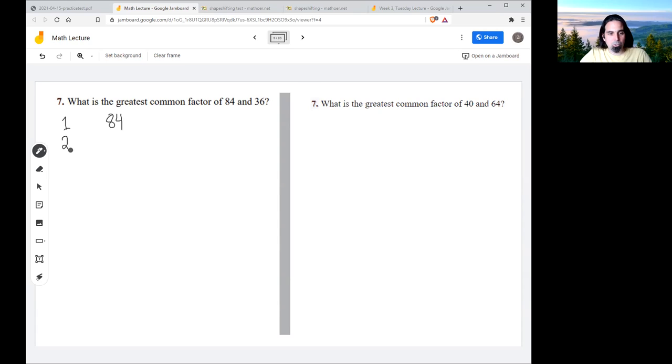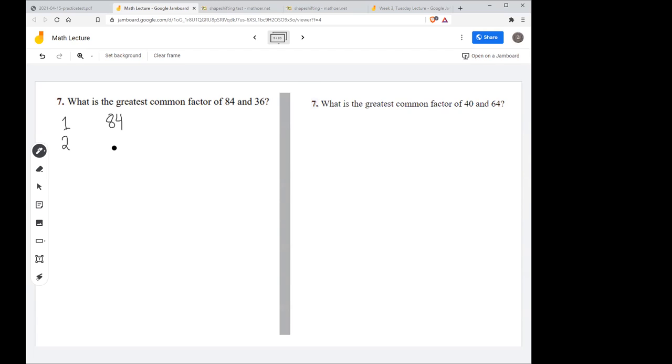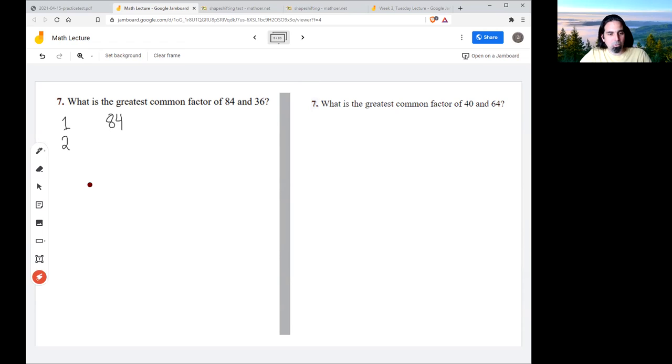We're checking 2. Is 2 going to work? I think so. Yep. You could try it on the calculator if you want to. You can see it's an even number. It ends in 4, so 2 will work. So we would wind up with 42. Is 3 going to work?